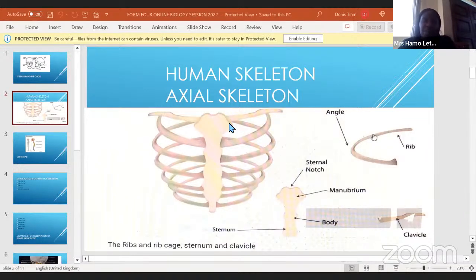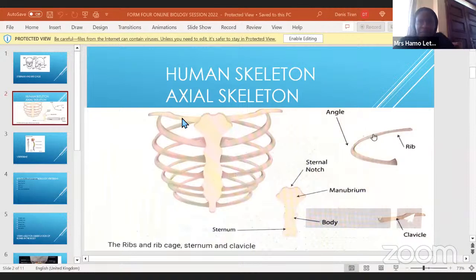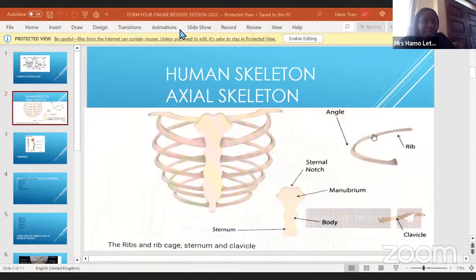Can we have somebody to recap that? What happens during inhalation and exhalation? The ribs bulge out. The ribs during inhalation move outward. Is it true?